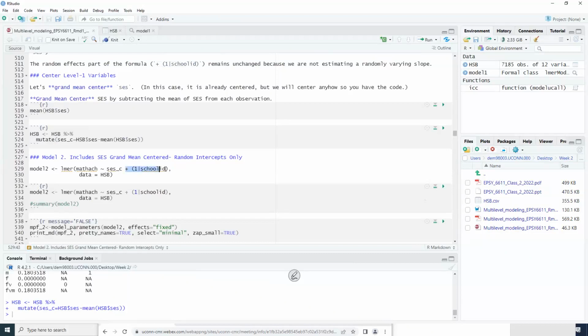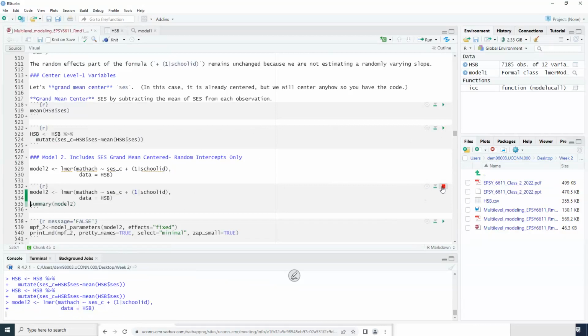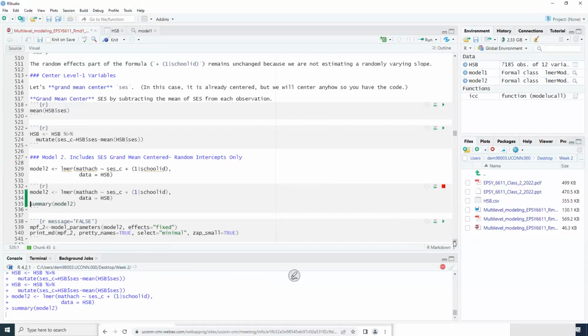But now I've got to tell it about the structure of my random effects. I need to tell it what U's I want. And here I'm saying the same thing I said in model 1, I want a randomly varying intercept. So that's 1 bar school ID. I didn't say anything about wanting a randomly varying slope here, so I'm not going to get one. So if I run this, oops, sorry, ran the wrong thing there. Let me take summary off here. If I run this, then I'm actually going to get, wait for it.